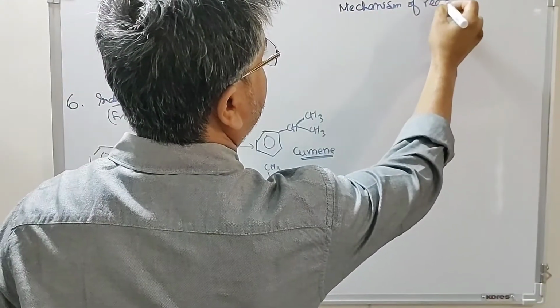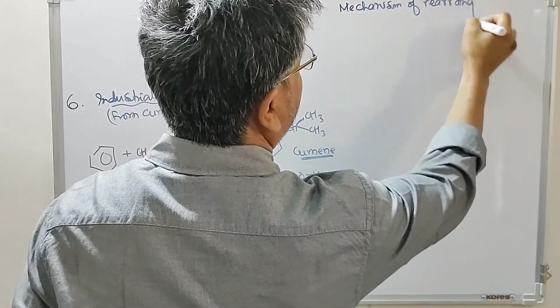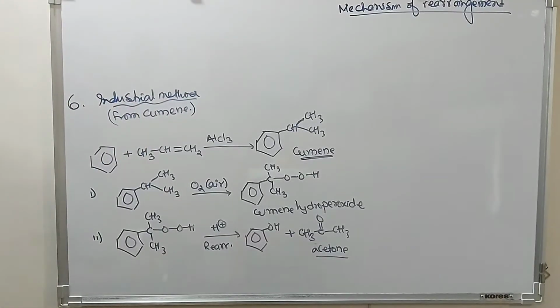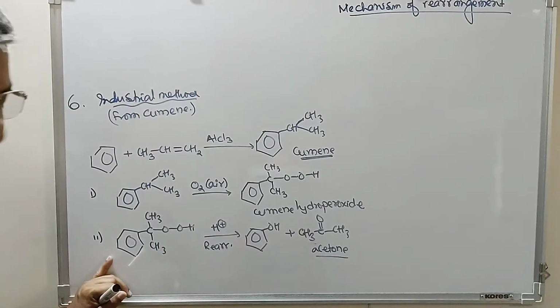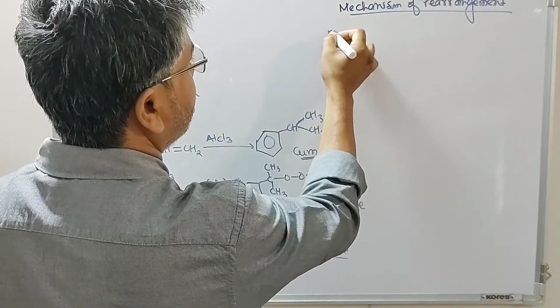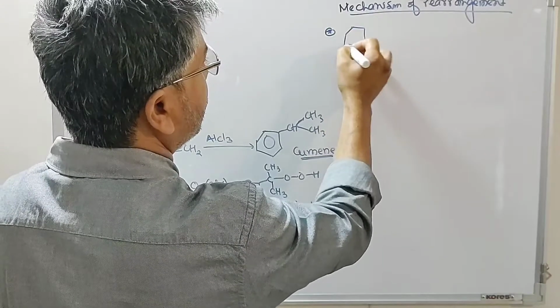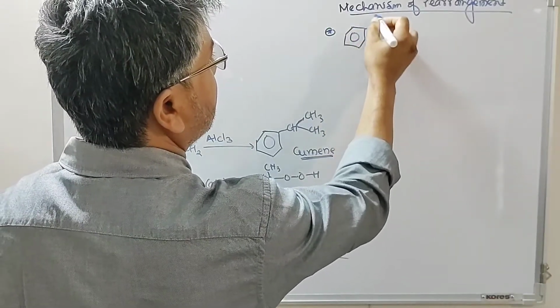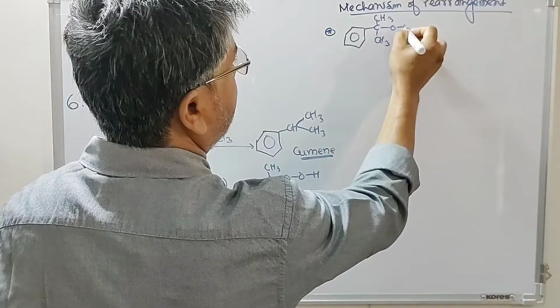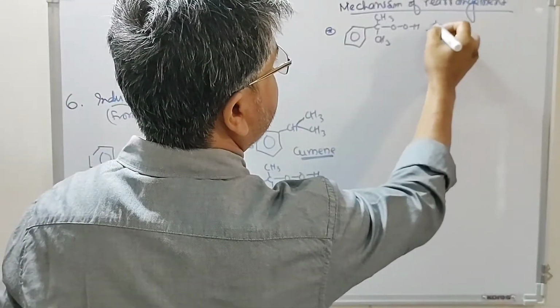Mechanism of rearrangement. I'll give you this step of rearrangement in the second step. So we have cumene hydroperoxide, and this reacts with H plus ion.